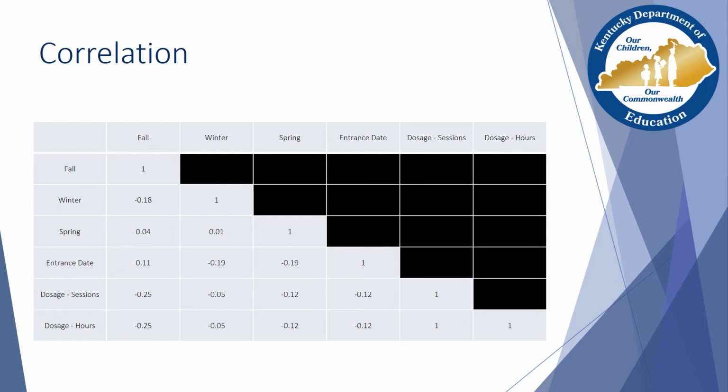Finally, we can see that entrance date has a negative correlation of 0.19 with both the winter and spring MAP assessments. While this isn't a very strong correlation, we can see that entrance date can have a negative impact on student scores.